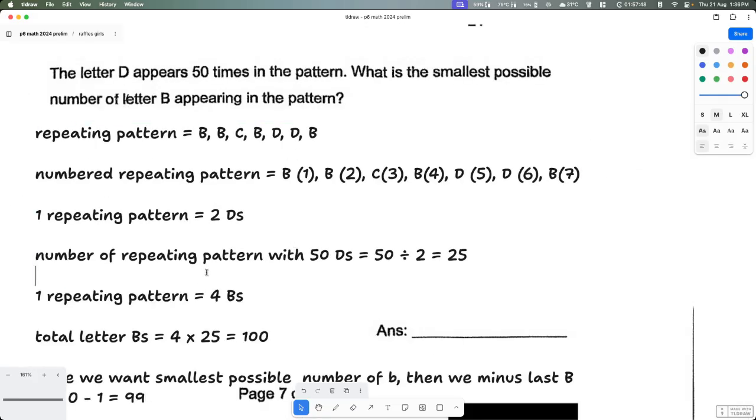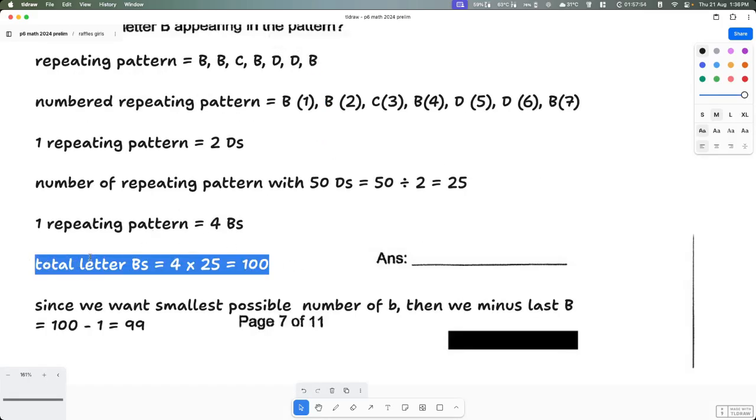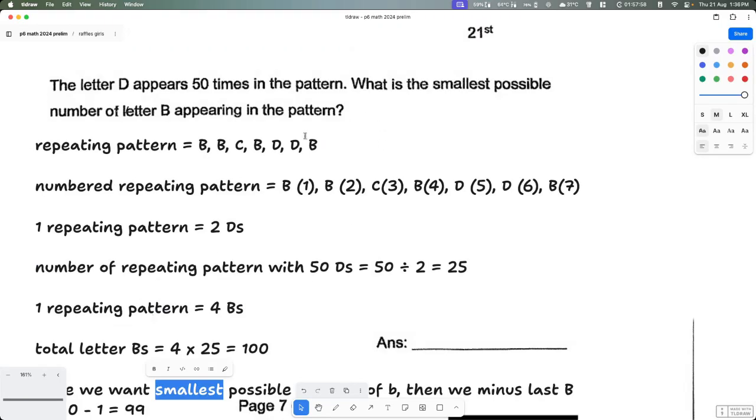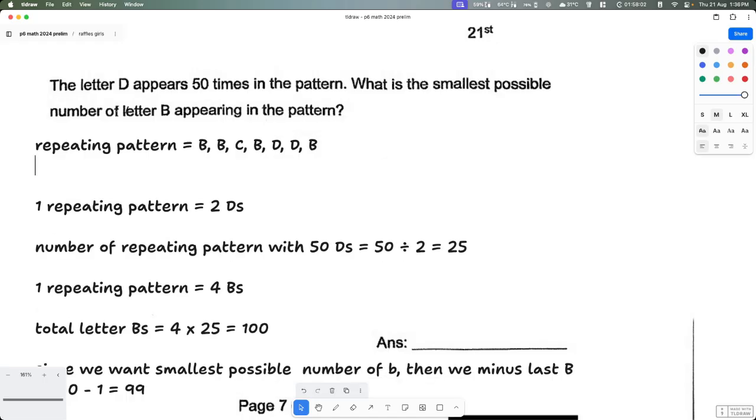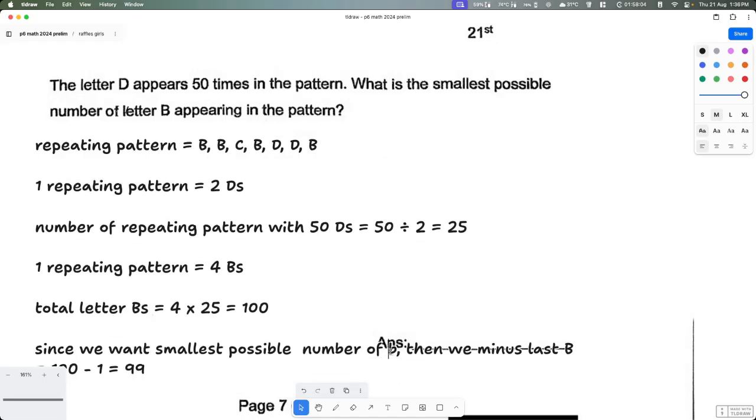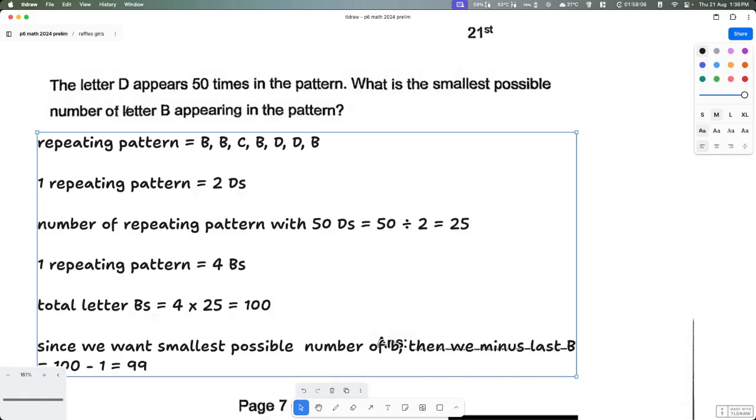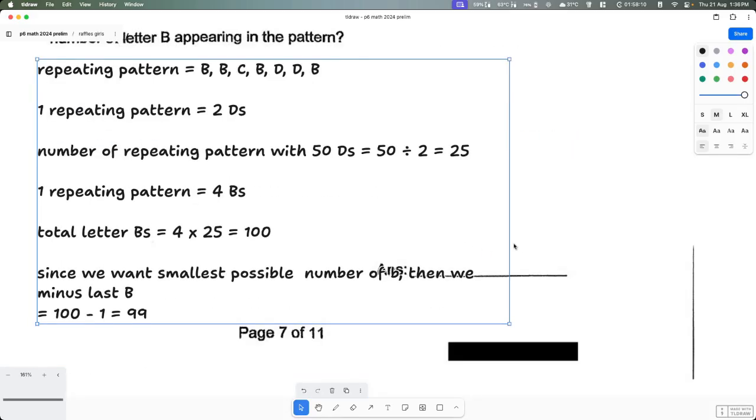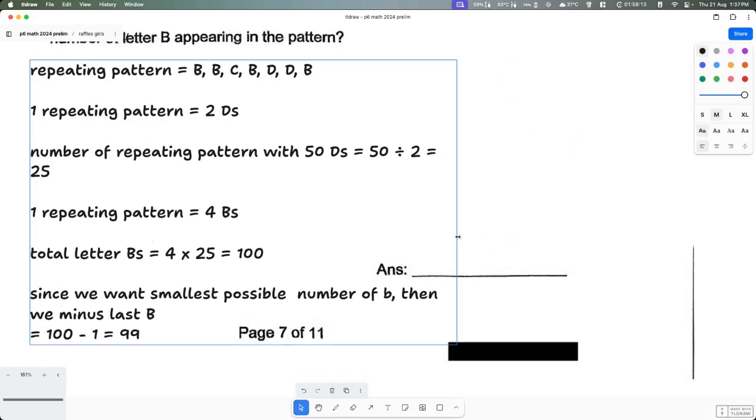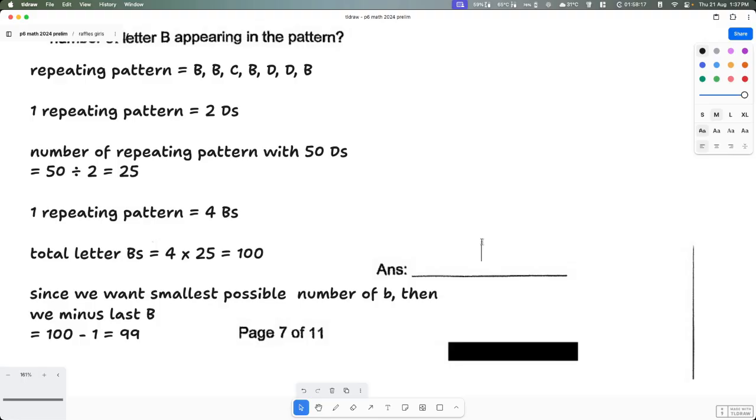Okay, so now once we have the number of repeating patterns with 50 Ds, which is 25, then one repeating pattern has 4 Bs, so 1, 2, 3, and 4. Then we have 4 Bs, so total letter of Bs is 4 times 25, which is 100. Since we want the smallest possible number, because the last B we don't need, we can just ignore it lah, basically. So from that we just minus 1, and the answer to this will be 99, as what we see over here. Okay, so there you go. So that's the answer to this. All right, let's move on to the next question.